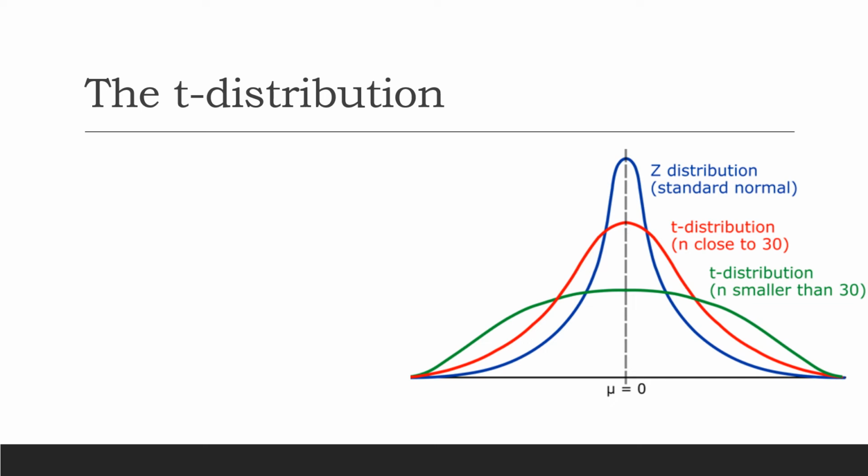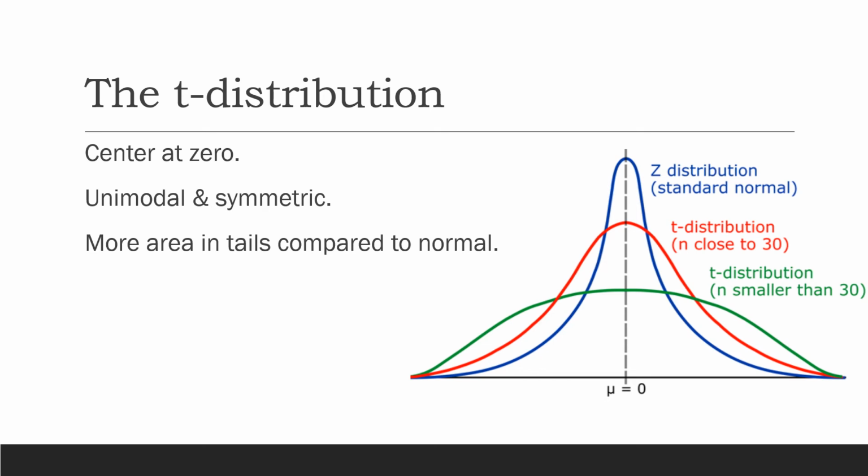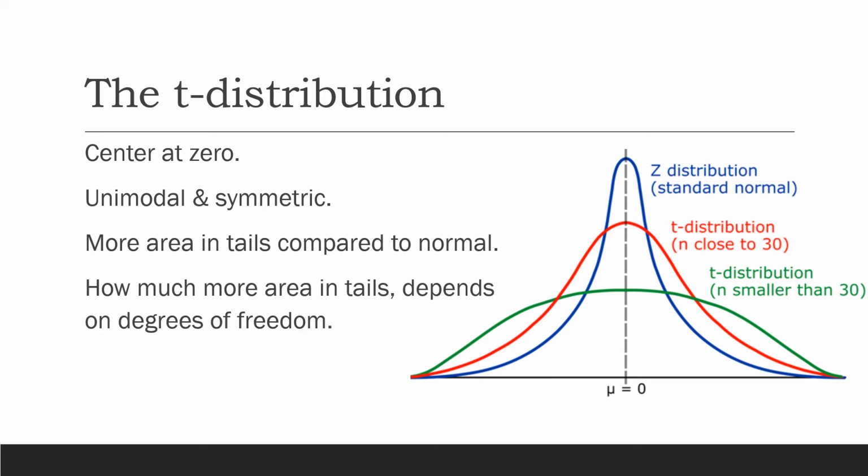Now, a t distribution is somewhat similar to a standard normal distribution in that it is centered at 0 always, and unimodal and symmetric. The way that it's different is that there's more area in the tails compared to a normal distribution. And how much more area there is in the tails depends on the degrees of freedom, which is how we differentiate between different t distributions in the family. The way that we calculate the degrees of freedom is by taking the sample size minus 1.